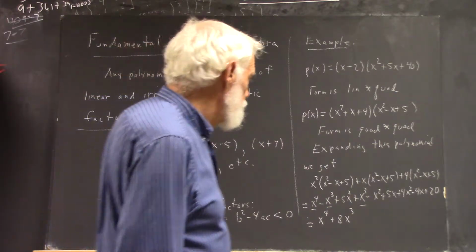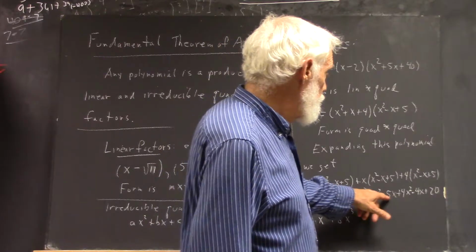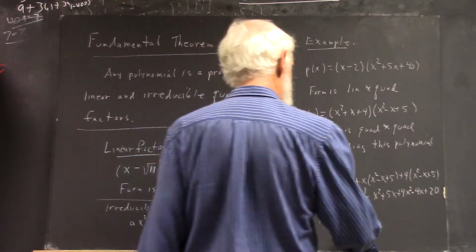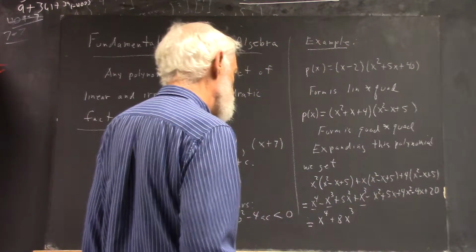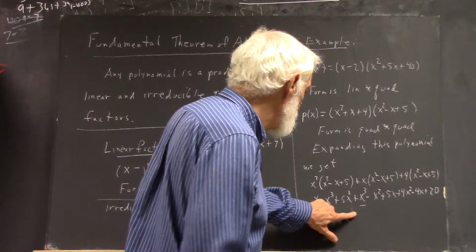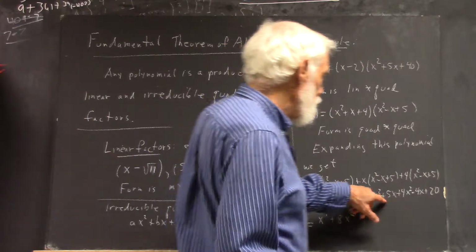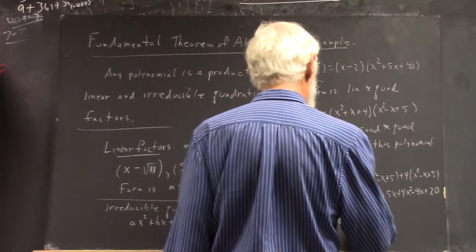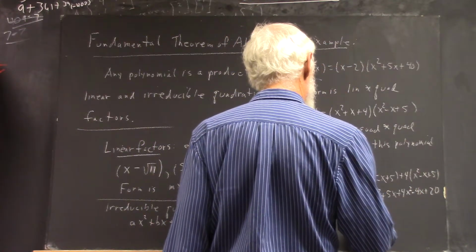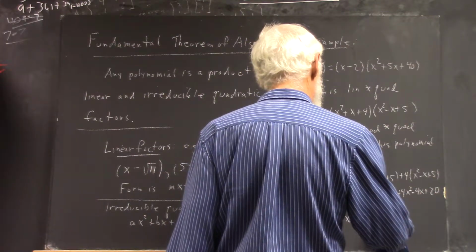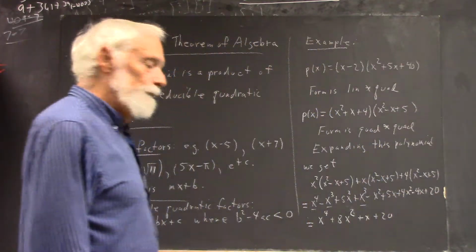And then on x's, you have 5 of them and minus 4 of them, giving you an x. Wait a minute. Whoa, stop. It's x squared. You don't have any x cubes. Okay. Again, 5 x's and minus 4 x's give you 1x. And 20. Okay?